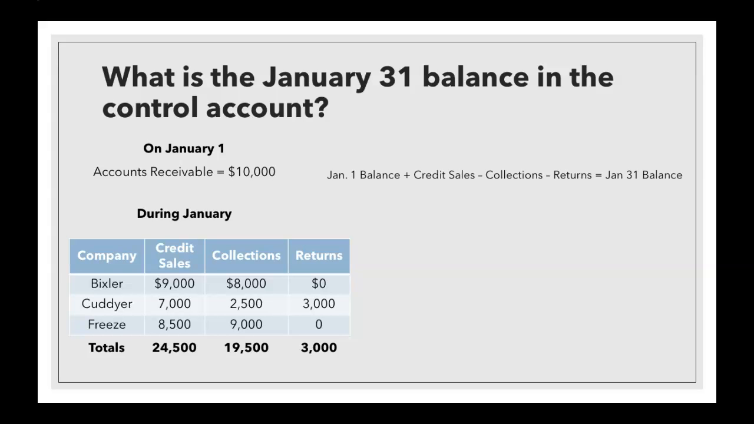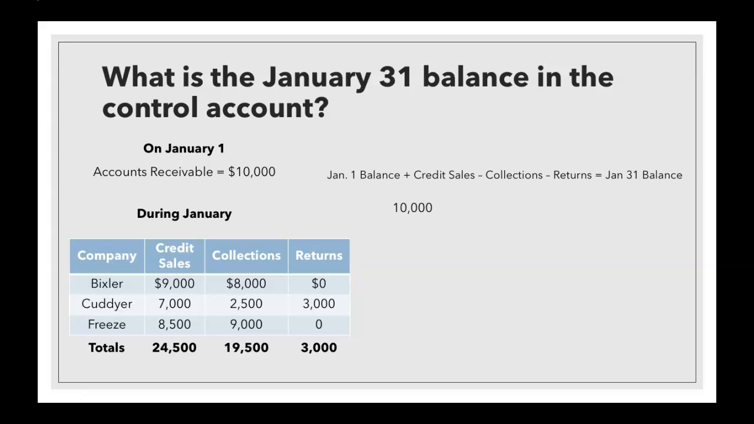We're going to use this equation. It's our beginning balance plus credit sales, because if we were to make a credit sale, that would increase our accounts receivable, minus collections, because whenever we collect money from someone, our accounts receivable decreases, and then minus returns, because if a customer returns something to us, our accounts receivable balance would decrease as well.